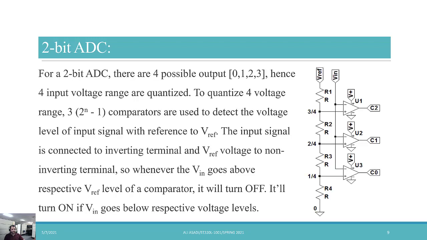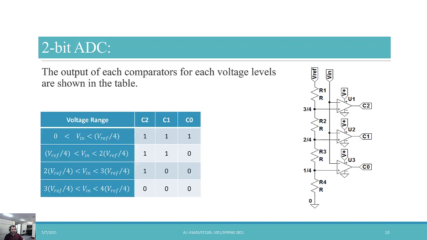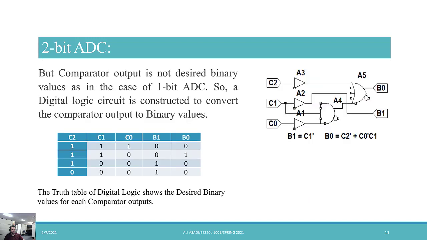And then I went to 2-bit ADC, which has four possible outputs and uses three Opamps, three comparators. And here's the voltage range and its circuit. And here's the truth table.